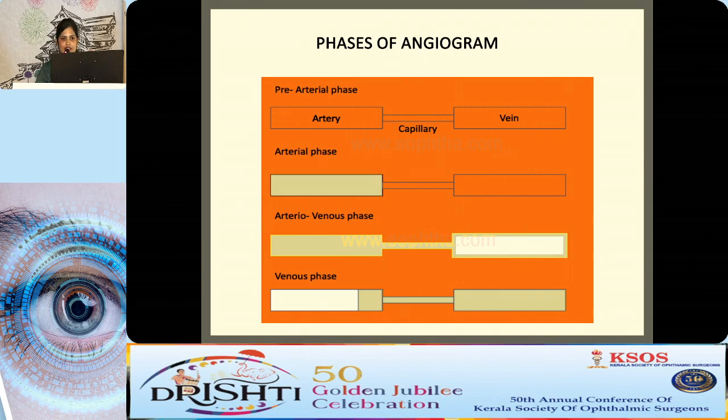First is the pre-retinal phase. Next is the arterial phase. Next is the arteriovenous phase. Next is the venous and late venous phase.